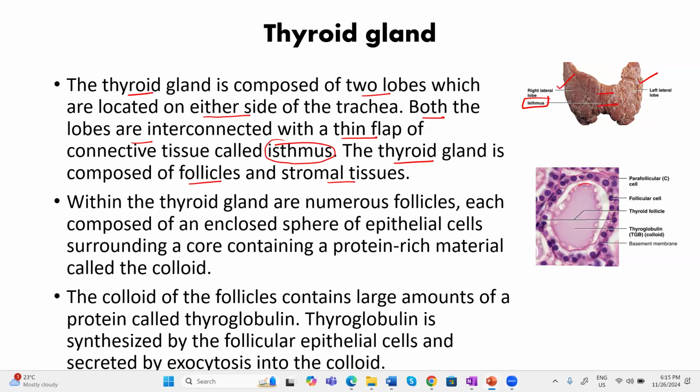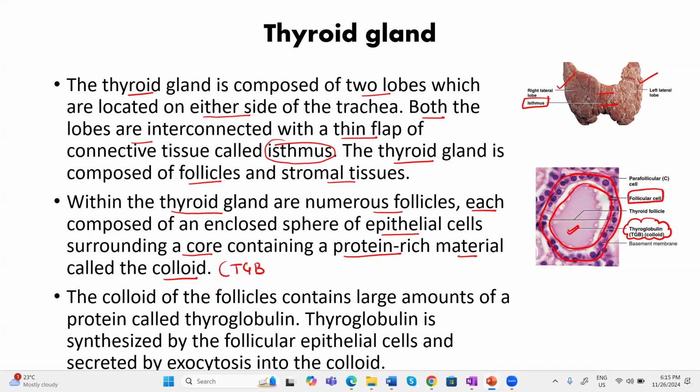So you can see this is one thyroid follicle in the diagram. Clear, beta? This is one thyroid follicle, lined by follicular cells. Within the thyroid gland are many follicles. Each is composed of epithelial cells, which are also known as follicular cells. In the center, you will find the lumen, which is filled with thyroglobulin, that is colloid. It surrounds a core which contains protein-rich material called colloid, which is the thyroglobulin molecule.